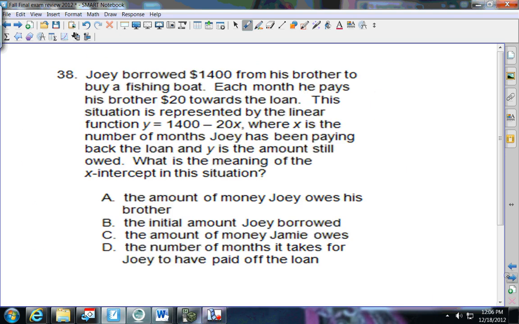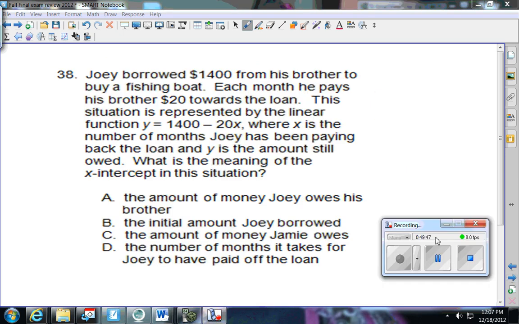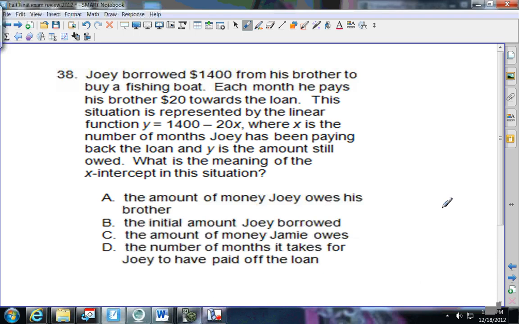The next one, which is 38. Take a minute and do that. All right. Joey borrowed $1,400 from his brother. Ooh, I want that brother. Okay, to buy a fishing boat. Each month he pays his brother $20 towards the loan.